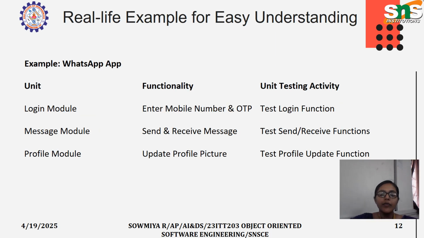Then, a real life example for easy understanding of unit testing. Imagine we are building the WhatsApp application. During unit testing, we test the functions like sending a message, encrypting a message, and fetching the chat history. Each of these functions is tested separately before we combine them into the application.